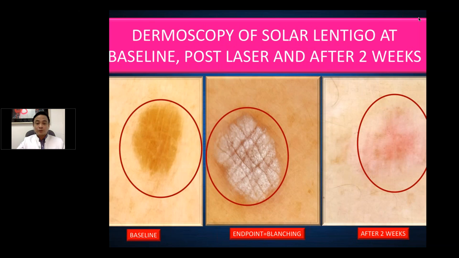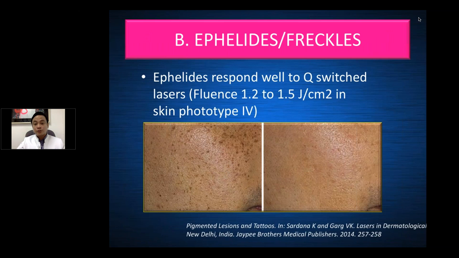This is just to show you, if we use the dermoscope in the evaluation of the therapeutic endpoint after treatment, so this is at baseline where you see the pigmented lesion, there is uniform blanching achieved immediately after the session. And then after 2 weeks, there's residual erythema with complete disappearance of the pigment. The ephelides or freckles are also known to respond well to the Q-switch lasers. But please note that we use a lower fluence of 1.2 to 1.5 joules per centimeter squared in skin phototype 4.